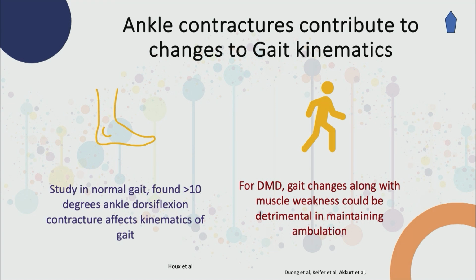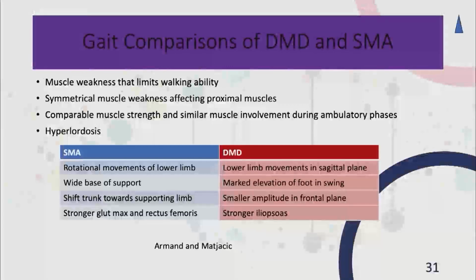So are there biomechanical data that shows this? So in a study, they looked at normal gait. They found that at 10 degrees of ankle dorsiflexion, there are changes in demand of the muscle for anyone. You don't have to have Duchenne or any other disease. And so you can imagine with Duchenne, having that 10 degrees, it's detrimental to maintaining ambulation.